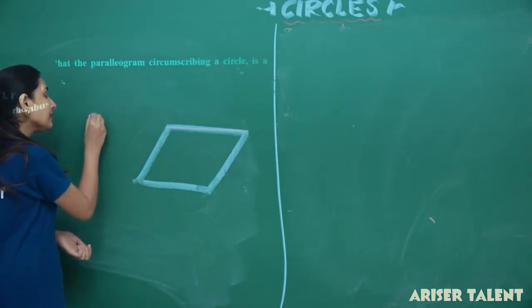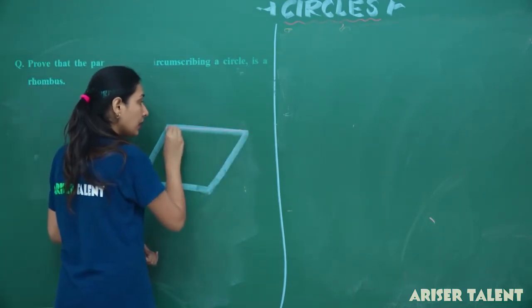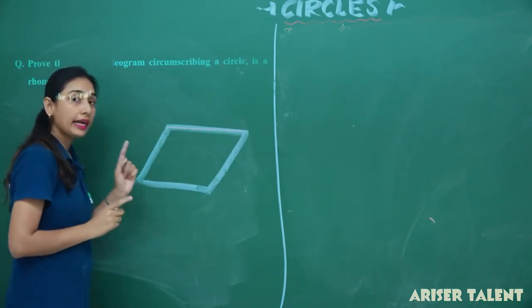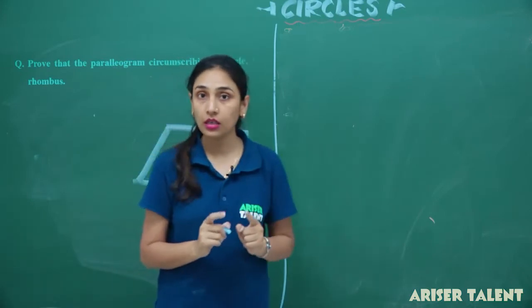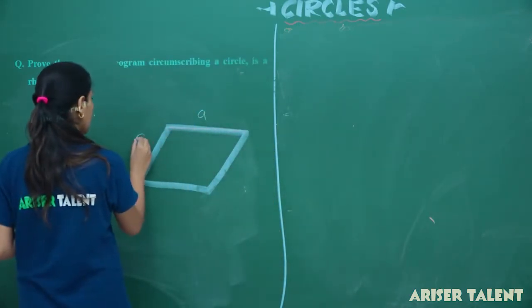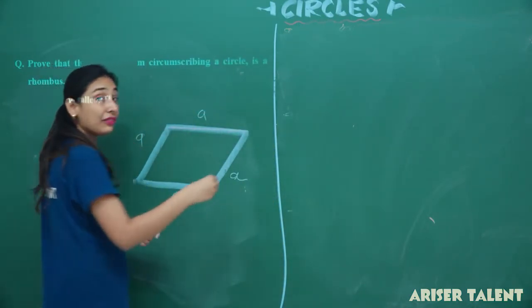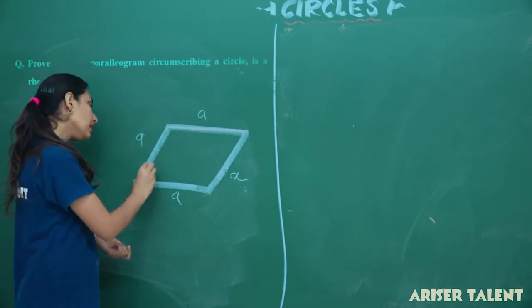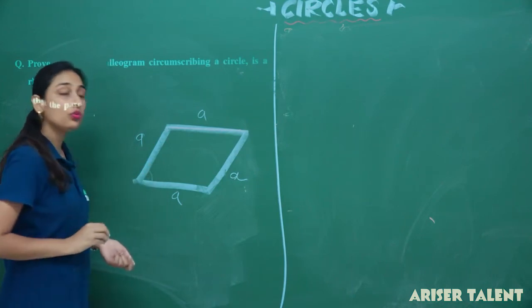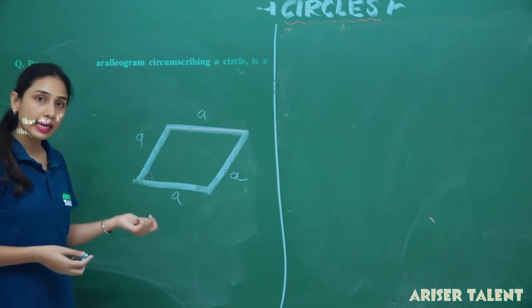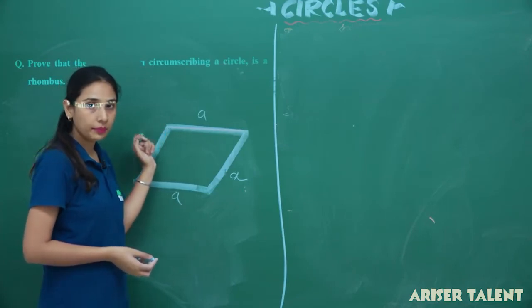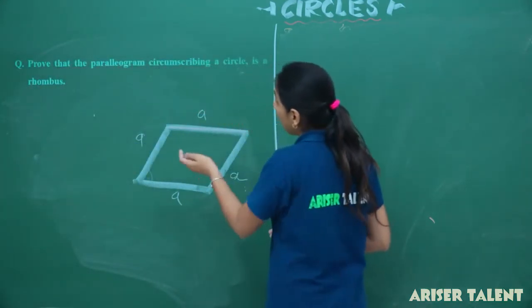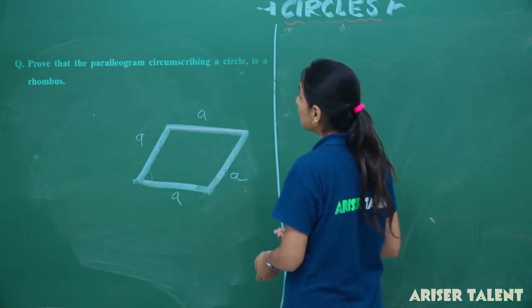And the second thing is, if all four sides are equal to each other, that means if it's A, then it's A, then it's A, and this is A, like we use to say in a square. But in a square, the essential thing is that the angle between all the sides is 90 degree, but in this it's not compulsory. So, I have to prove that a parallelogram circumscribing a circle is a rhombus.